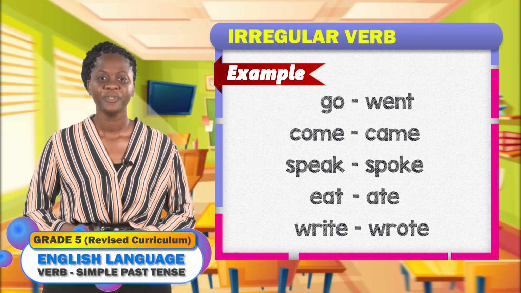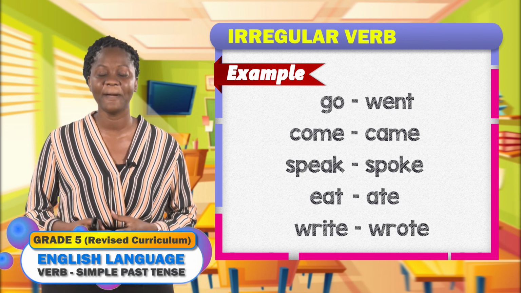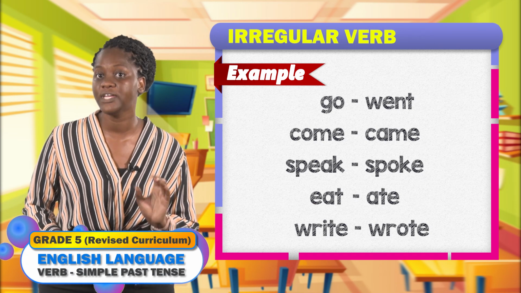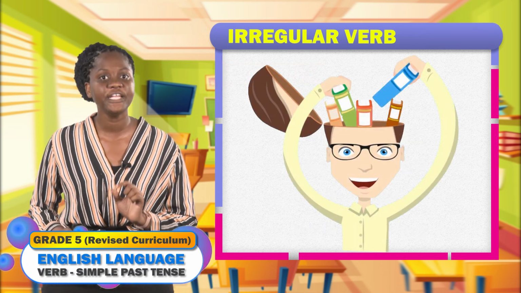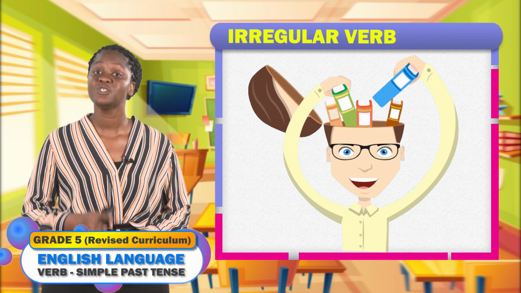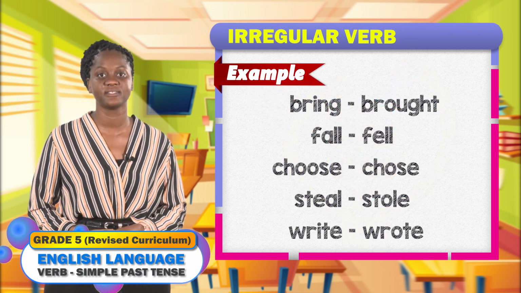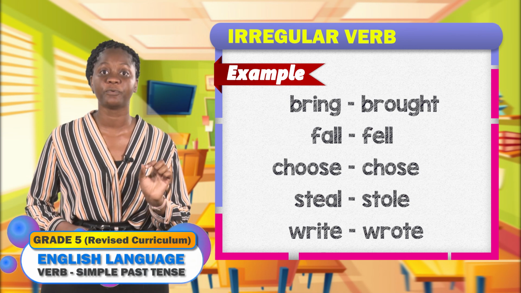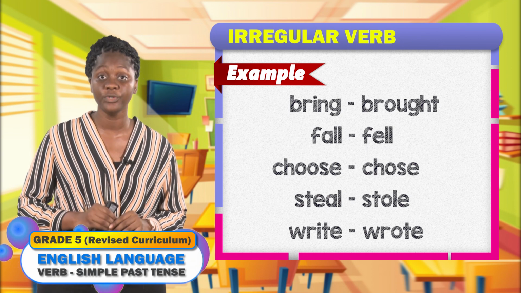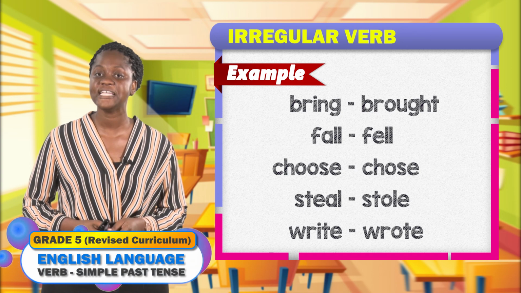As you can see, these verbs have no particular pattern in how their past tense are formed, and so they are called irregular past tense. To learn irregular past tense, we need to memorize them. So, let's look at some other irregular past tense. The past tense of bring is brought, B-R-O-U-G-H-T.